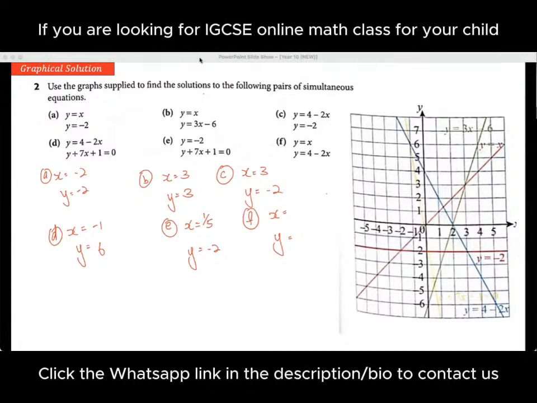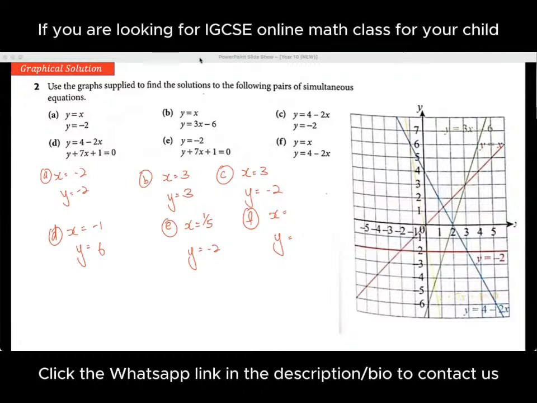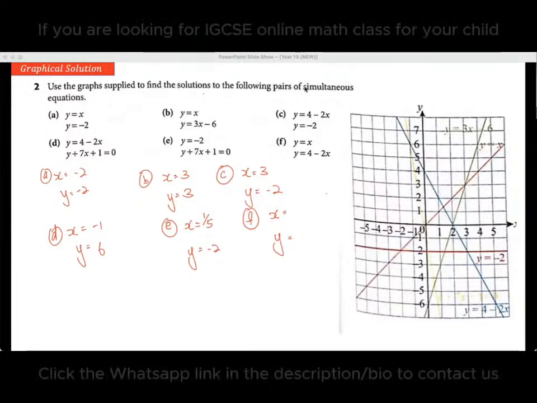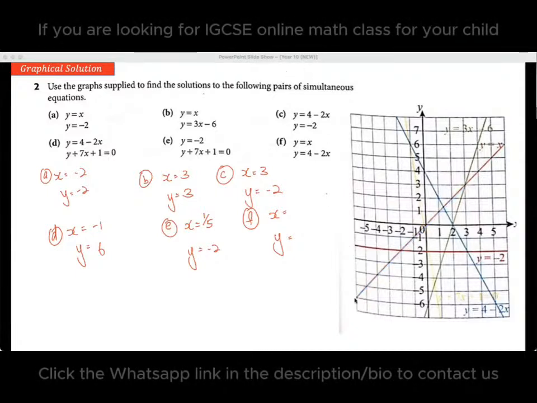X is equal to 2? No. X is not equal to 2. Okay. As you can see here, let me change the color. Okay. Y equals to X. This line, not big enough. It should be this line.